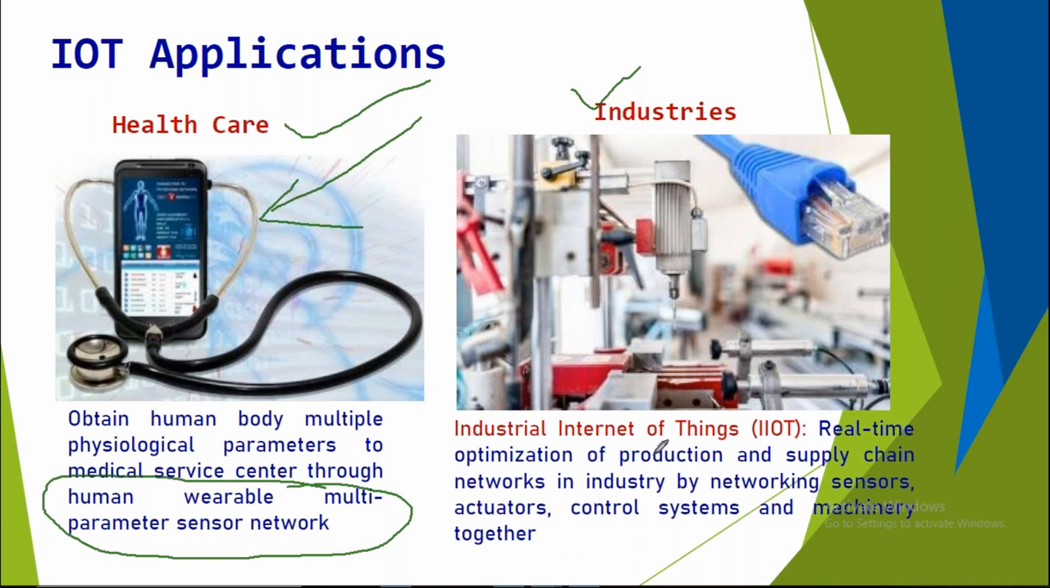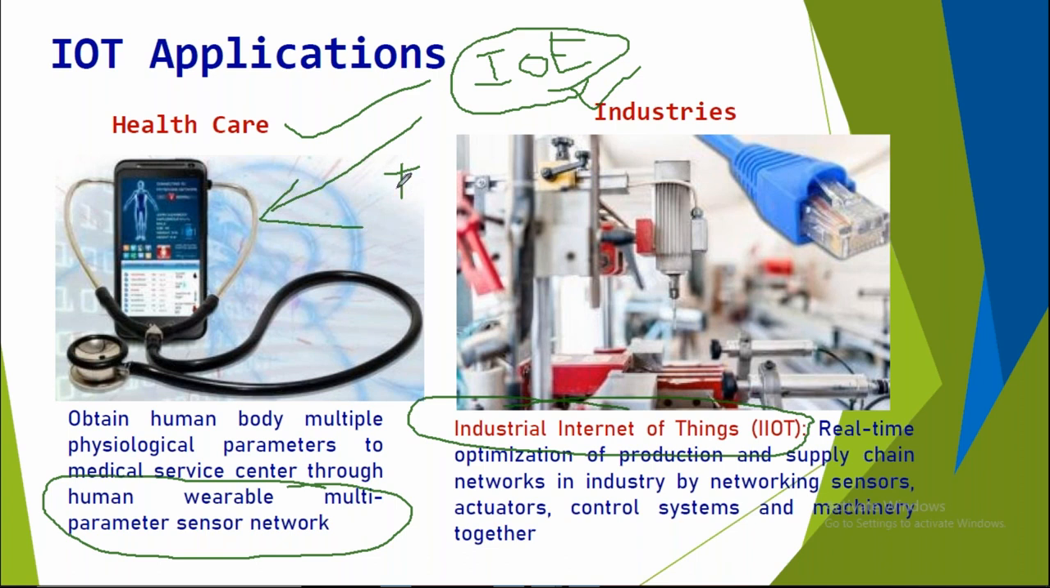Then coming to industries. For industries, nowadays people are calling it the industrial internet of things, IIoT. People are also calling it IoE, not only IoT. The IoE days started even 4 or 5 years back, internet of everything. And particularly for industries, it is IIoT, industrial internet of things. That means in industry there may be different types of sensors, different types of industries, different types of products, and the production process may be different. So it is the real time optimization of production process and supply chain networks in industry.